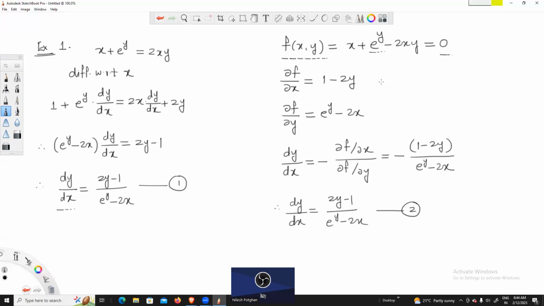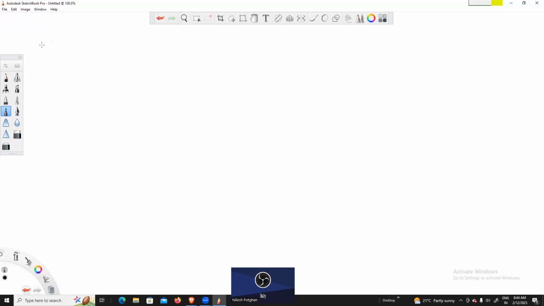So let us take another example. Example 2: x raised to y plus y raised to x equals c. If you go on solving with your standard methodology, you need to differentiate this with respect to x. You can solve this example that way, but now we'll be solving this example with partial differentiation.